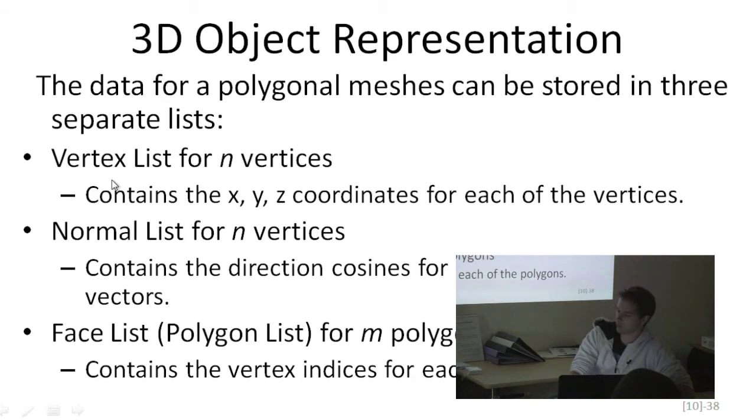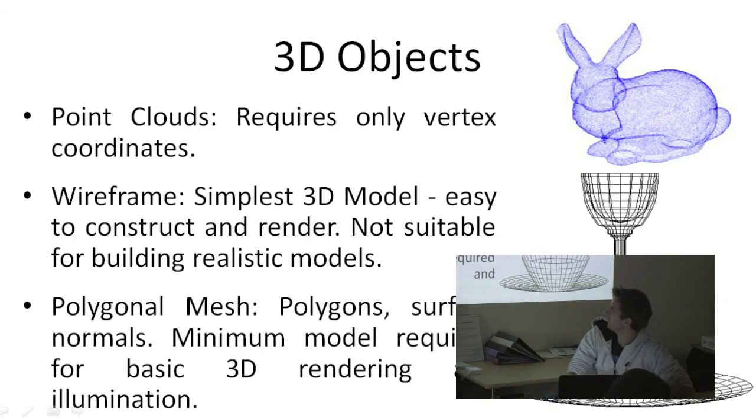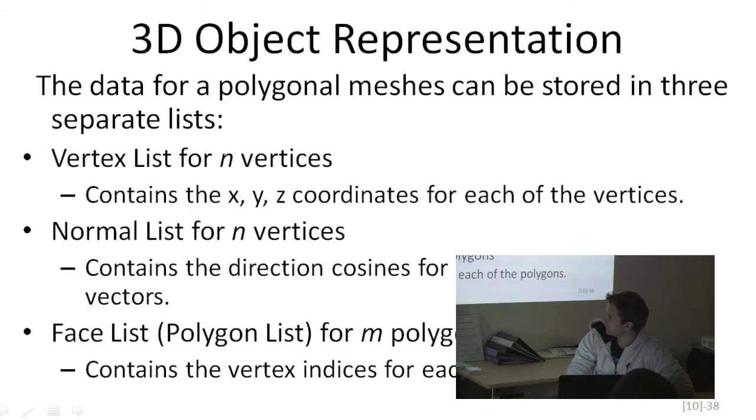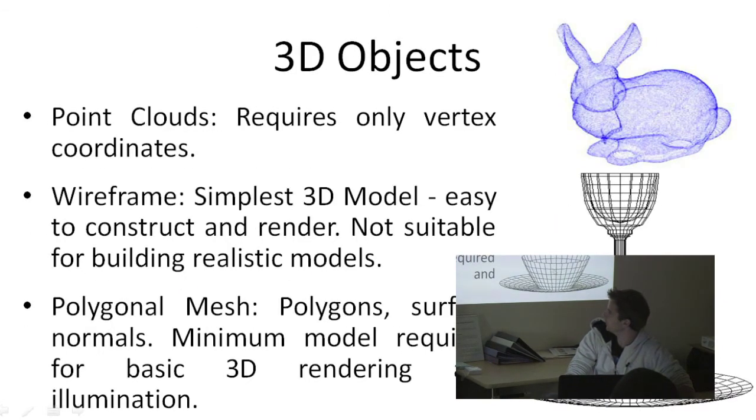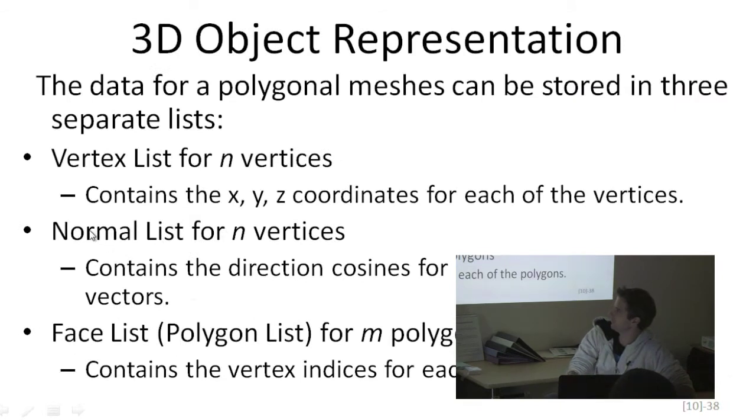So in the most basic version, this point cloud, we have a vertex list for n vertices. So for each vertex, we have the X, Y, and Z coordinate for the vertex. Then when we go up to the next one, we need to know how they connect together. Then when we get to the final one, the polygonal mesh, we also have a normal list.